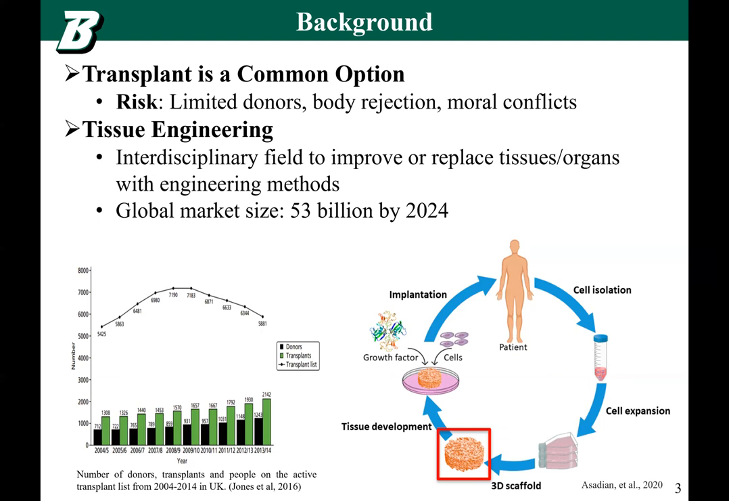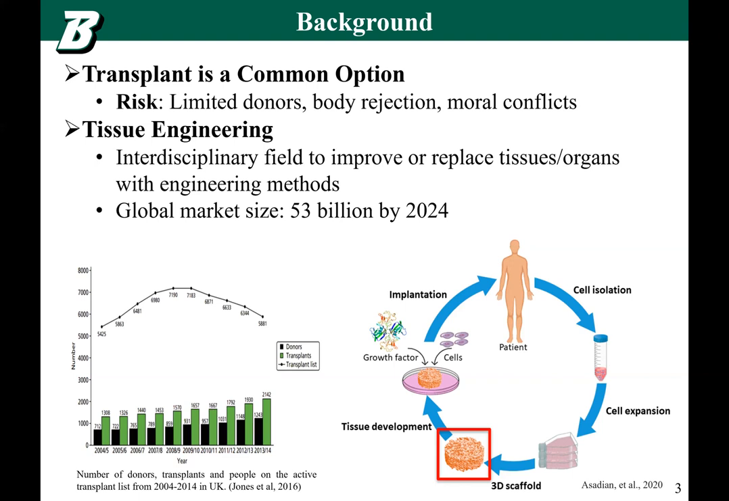Tissue engineering is an interdisciplinary field to improve or replace tissues or organs with engineering methods. Its global size is about to reach 53 billion by 2024. In order to repair and improve organ tissues with engineering methods, first we need to isolate the cells from the human body. And then we also need to expand cells and fabricate some 3D scaffolds to develop a tissue. After we have the cells and scaffolds, the last important factor will be biological factors, such as growth factors.